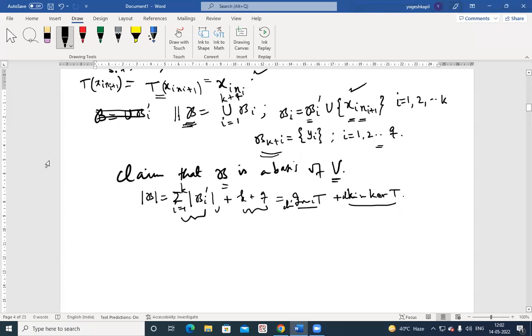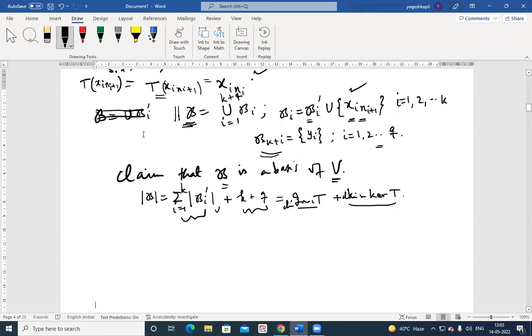See, these Bi dashes are disjoint. Therefore, I can just take the sum of cardinalities of Bi dashes here. And one more distinct element is added to each Bi dash, which makes this Bi, i from 1 to K. And the singleton element taken in B(K+i) is Yi. These are Q elements. So the total cardinality of B comes out to the sum of the cardinalities of Bi dashes plus K plus Q. And this is obviously the dimension of image of T, and this is the dimension of kernel of T. Is it all right?